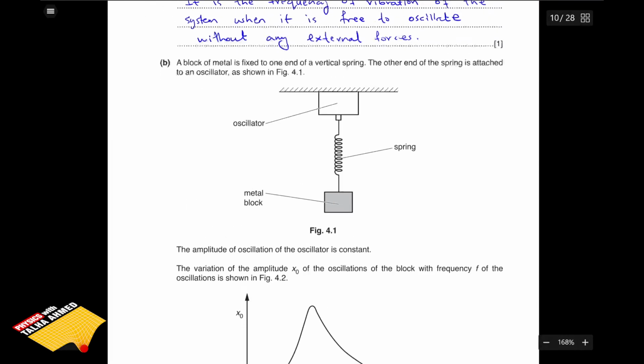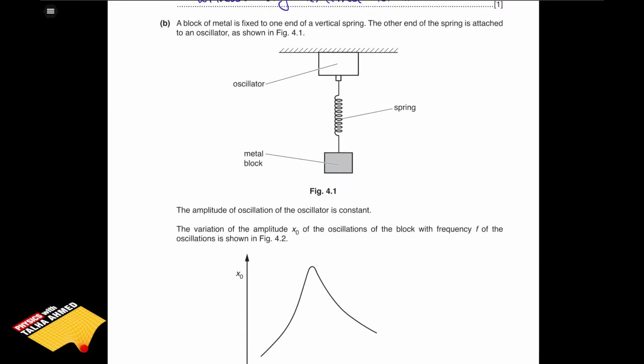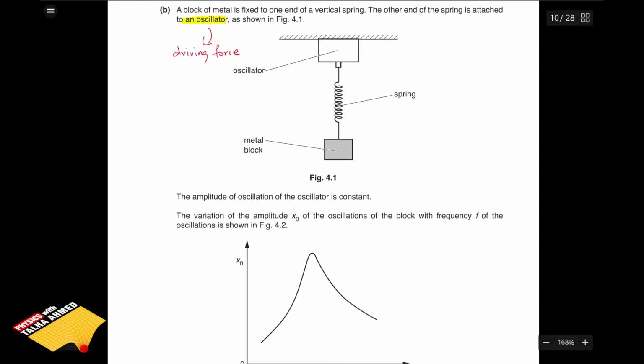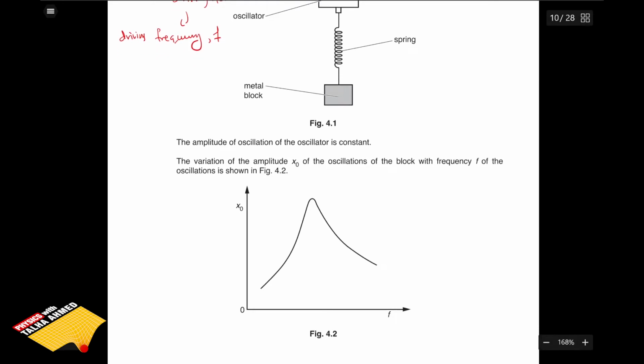Okay, on to part B now. Part B shows us a block of metal which is attached to a spring, and then that is attached to an oscillator. When the metal vibrates on its own, it is going to vibrate with its natural frequency. But when the oscillator is turned on, it is also going to provide a driving force, and that will have its own frequency, which we call the driving frequency. And that driving frequency is going to affect the vibrations of the metal block.